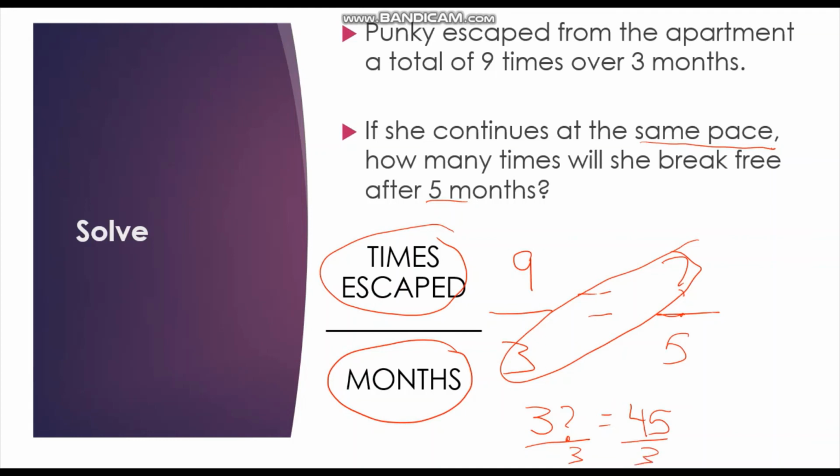So we know, after we figure all of our math out, pardon my math, that Punky is going to escape 15 times in the next 5 months. I better get a better system down for her.